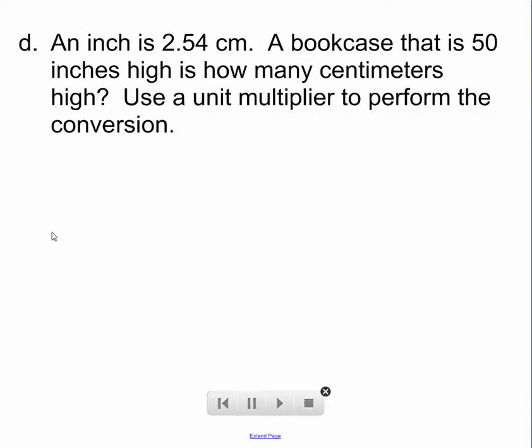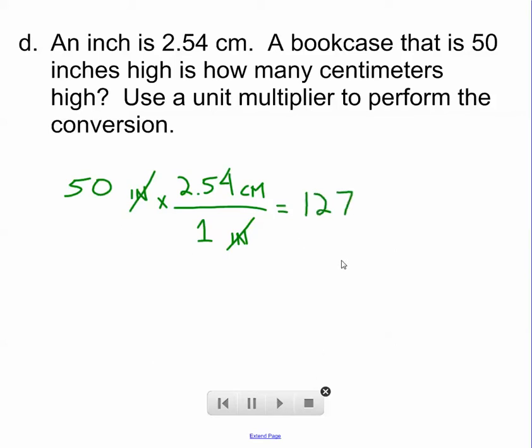An inch is 2.54 centimeters. A bookcase that is 50 inches high is how many centimeters high? We're going to use a unit multiplier to perform this conversion. Well, we're going to start off with the 50 inches that we're trying to convert into centimeters. They tell me that an inch is 2.54 centimeters. So I'm going to set this up like this. I'm going to say 2.54 centimeters in every inch. Inches cancel out. 50 times 2.54. 127 centimeters.